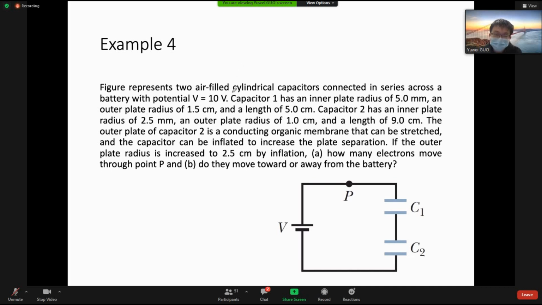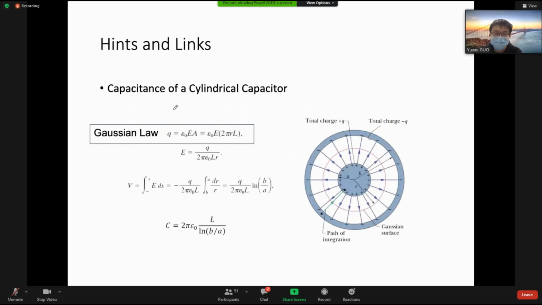In this question, you need to pay attention to the cylindrical capacitors. First, we need to know the capacitor C1 and C2. So how to get the capacitance of the cylindrical capacitors? We can use the Gaussian law.